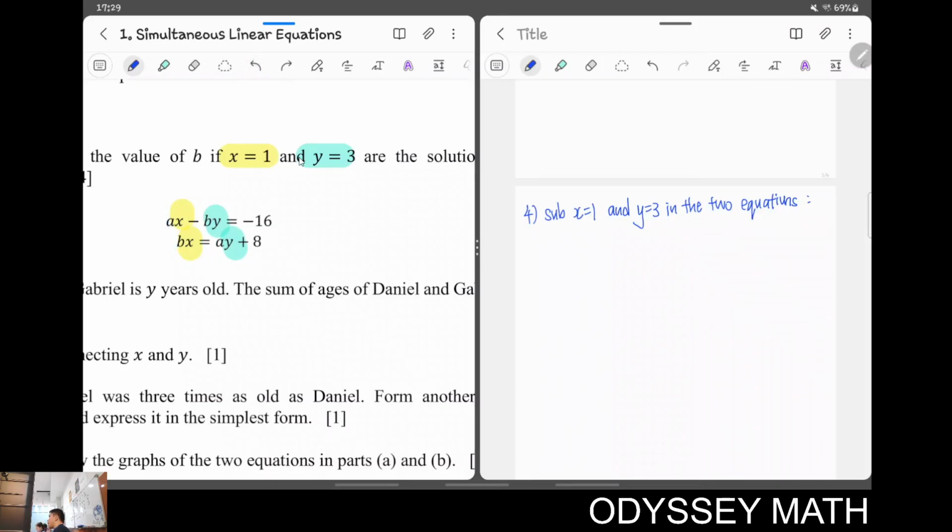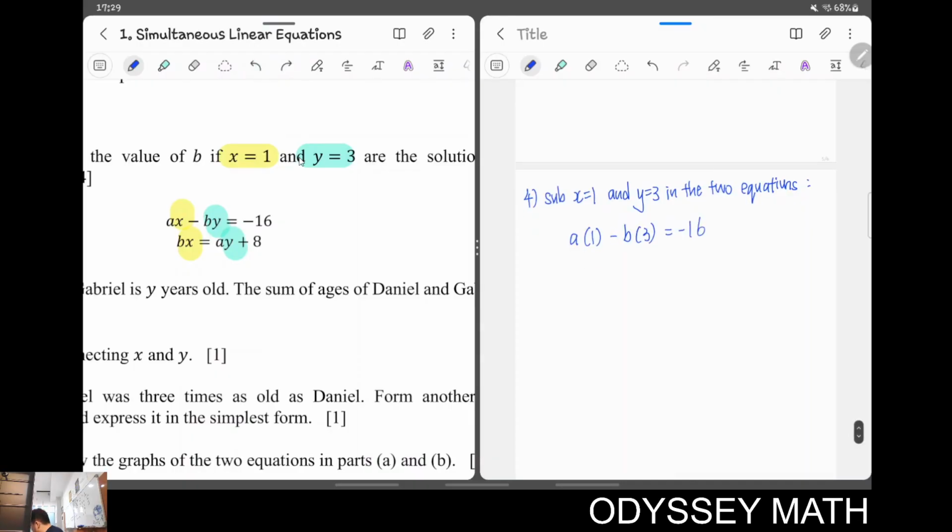You don't have to, but I want you to write it for your understanding. But writing it in your exam papers or test paper, you will not be penalized. Okay, so we sub the x with 1 and then we sub the y with 3. And then we get a times 1 minus b times 3 equals to minus 16. So it is a minus 3b equals to minus 16. Got it? So that is the first equation that we have obtained over here.